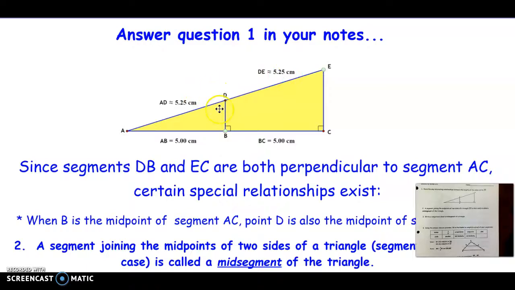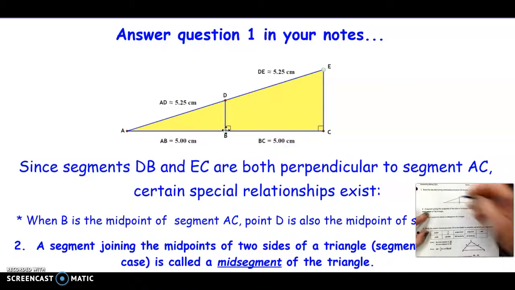So that tells me point D is a what? It's a midpoint, right? On the other side of the triangle, side AC, has two parts that are also congruent to each other. They are both 5 centimeters. So that tells me again that point B is a midpoint of that side. And so this segment has a special name. Segment DB is called a mid-segment. That is number 2 on your notes.